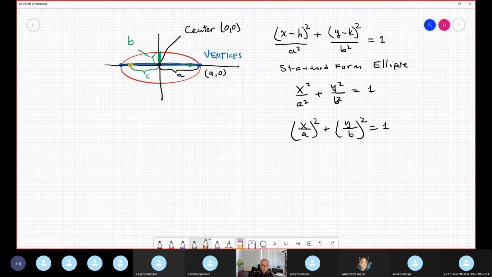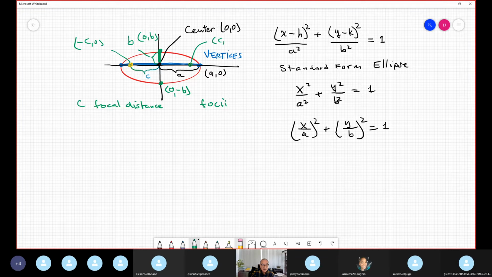This is the endpoint of the minor axis. The endpoint, in this case, is (0, b), no? And this point is (0, -b), because I suppose the center is (0, 0), otherwise no. And c is the focal distance. Important. C is the focal distance, because we have two foci, or foci in plural. And the point is (-c, 0). In this case, the point is (c, 0).